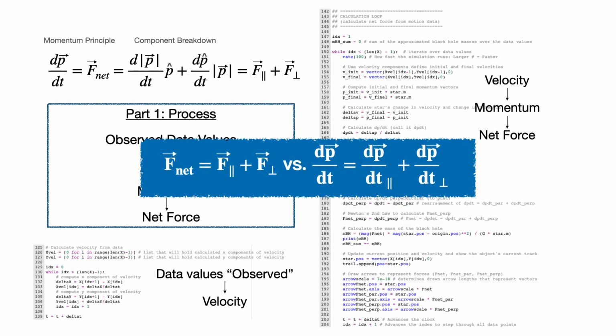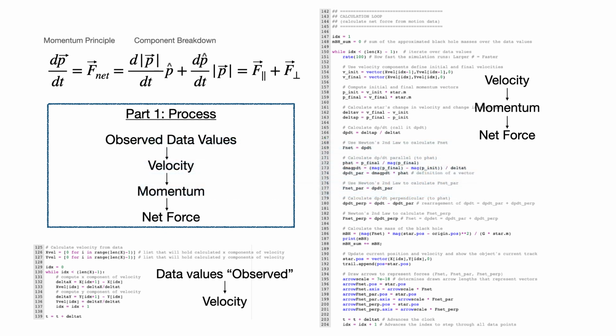Now for the discussion part of this lab. How is the net force and its parallel and perpendicular components different from the rate of change of momentum in its parallel and perpendicular components? The net force is the sum of the interactions between the system and its surroundings, while the rate of change of momentum is how fast the object's momentum changes over a period of time. Therefore, they are different because the rate of change of momentum can be directly measured from the observations over time, while the net force cannot.